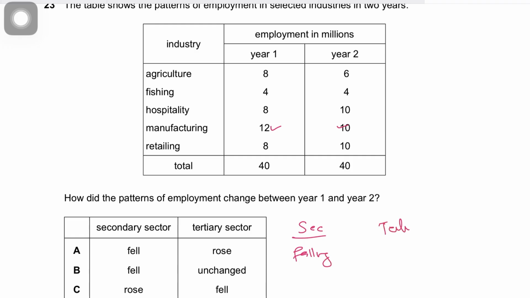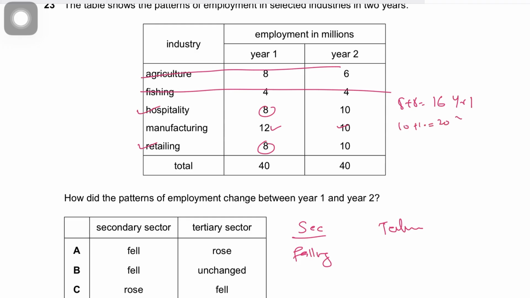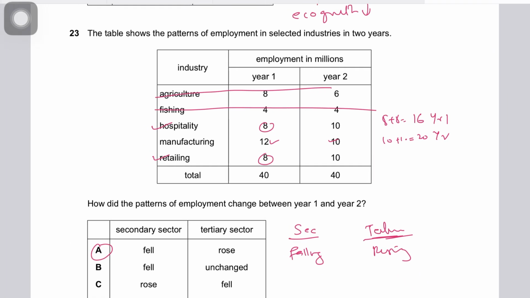And if you look at the tertiary sector, but we need to ignore the primary sector. It's of no use for us. The tertiary sector would include services like hospitality and retailing. In year 1 it's 8 plus 8, that is 16 people employed, but in year 2 it's 10 plus 10, so it's 20. So more people are employed in tertiary, so it's rising. So the answer for question 23 has to be A, for alpha. The correct answer is secondary fell, tertiary rose. Pretty simple. They're testing economic knowledge with respect to numbers and tables, and just want you to use your brain here and figure stuff out.